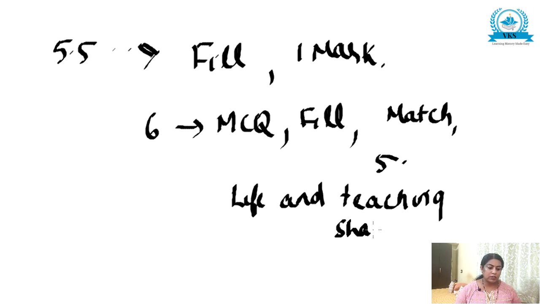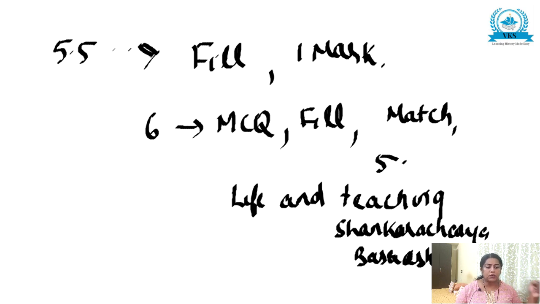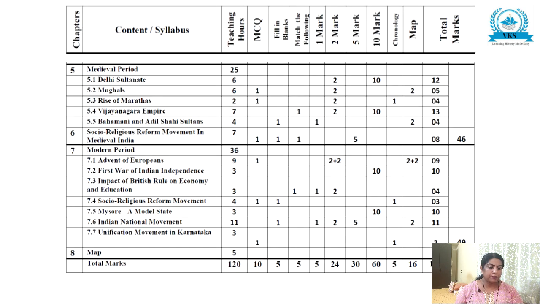Maybe Shankaracharya can come, Shankaracharya, Basaveshwara, Madhvacharya, Ramanujacharya. Any one of these can come as a 5-mark question. So from this chapter you will have MCQ, fill in the blanks, match the following, and 5-mark question. So that is very important, chapter 6. So now let us move on to chapter 7, 7.1, Advent of Europeans.